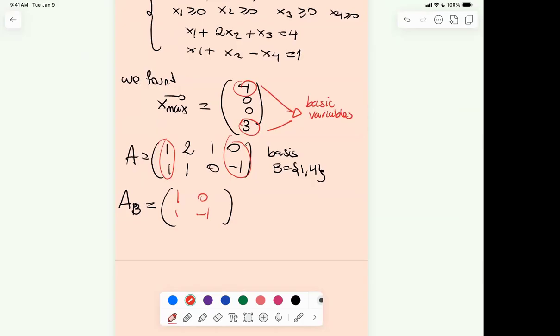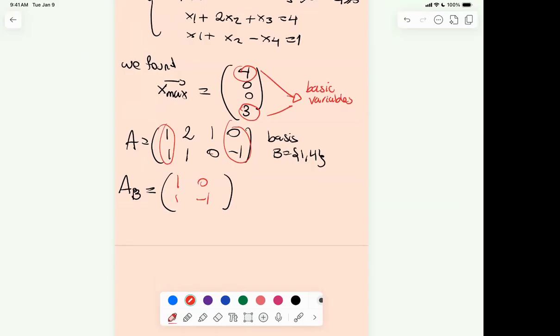Does that sound familiar? Everyone hopefully remembers part of this. Okay, and what was all of this for?